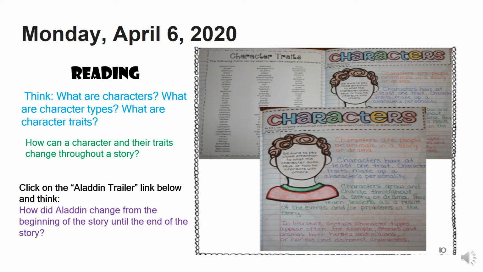In literature, certain character types appear often. For example, stories and dramas have heroes and villains, or honest and dishonest characters. Now, what if you were a character in a story? What would some of your character traits be? Remember, character traits can be a character who's adventurous, bossy, brave, independent, imaginative, proud, quiet, responsible, courageous, dishonest, shy, sassy, and the list goes on.